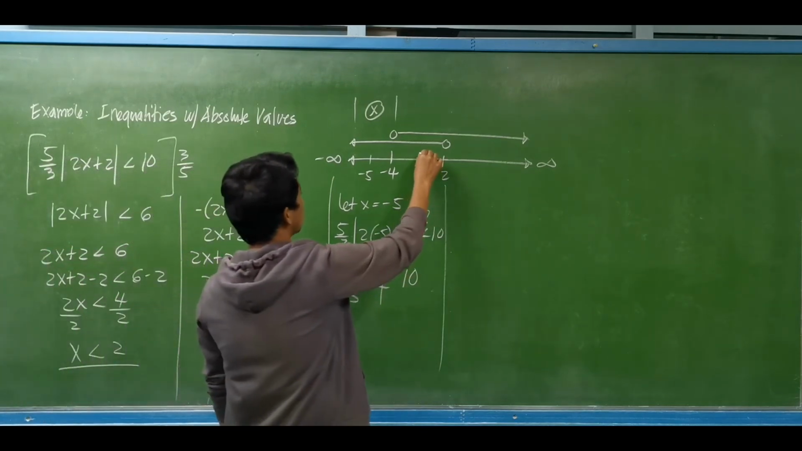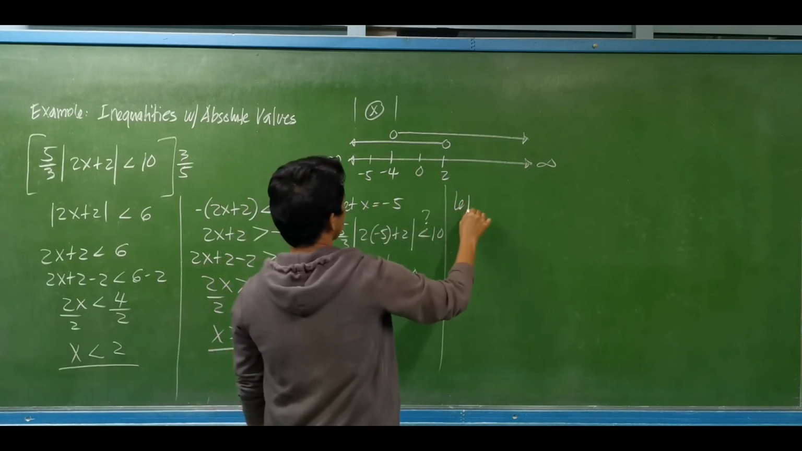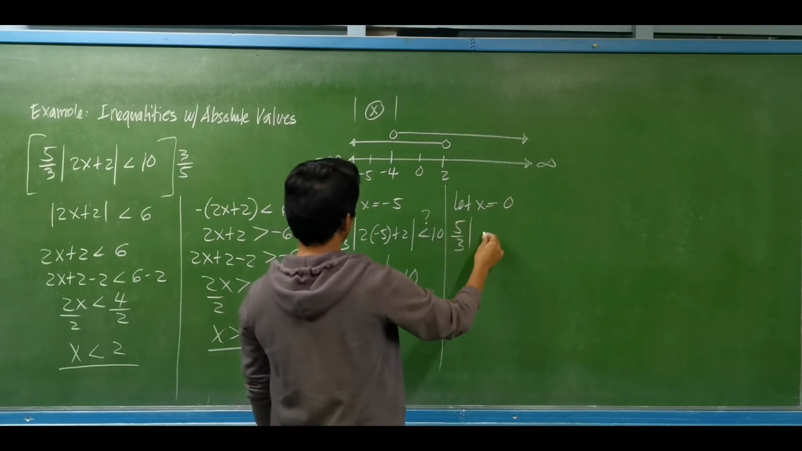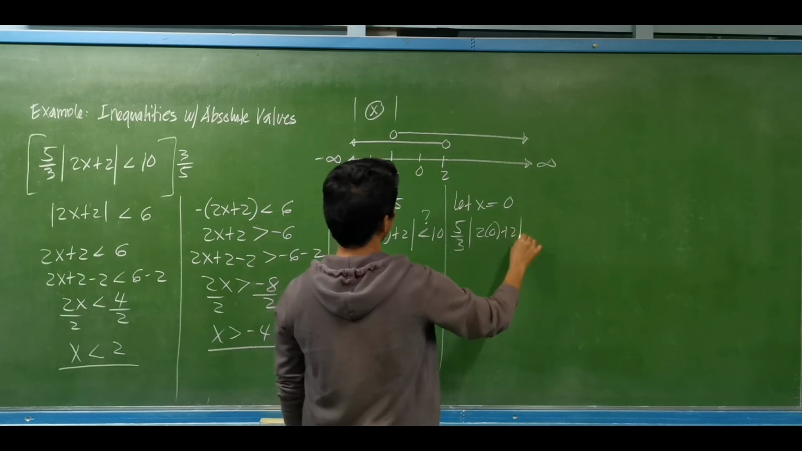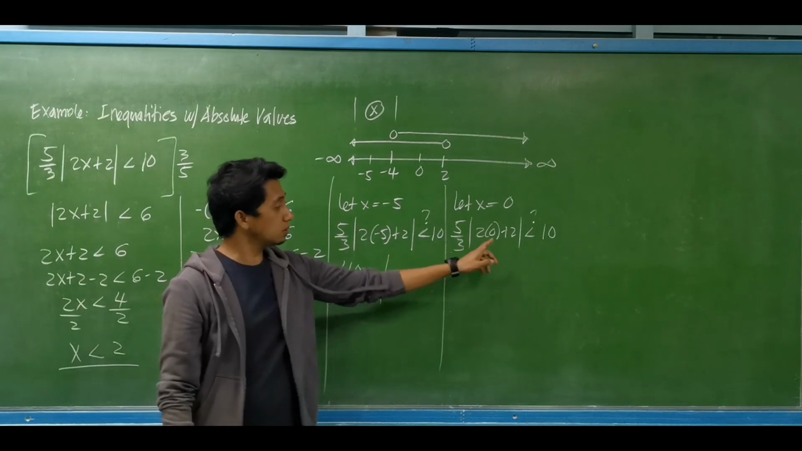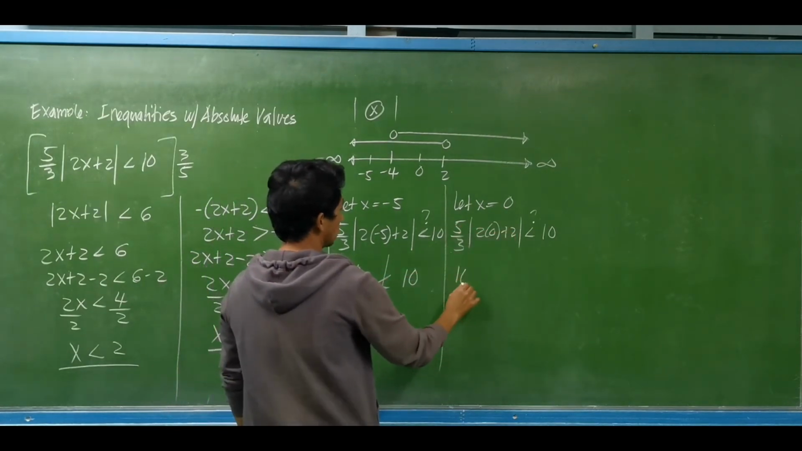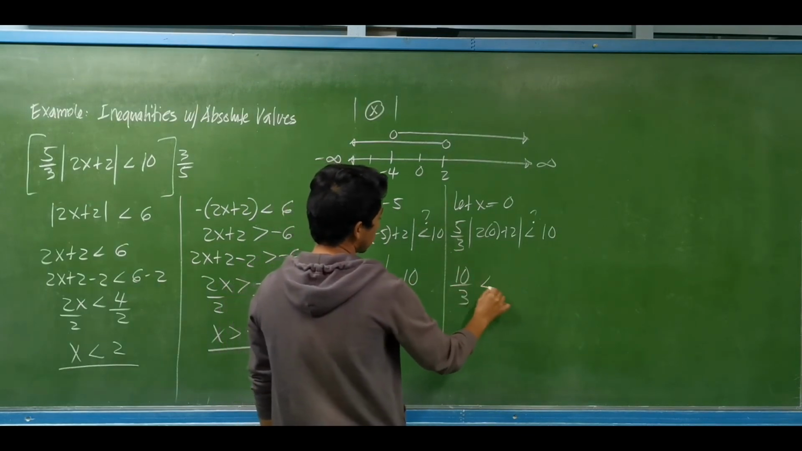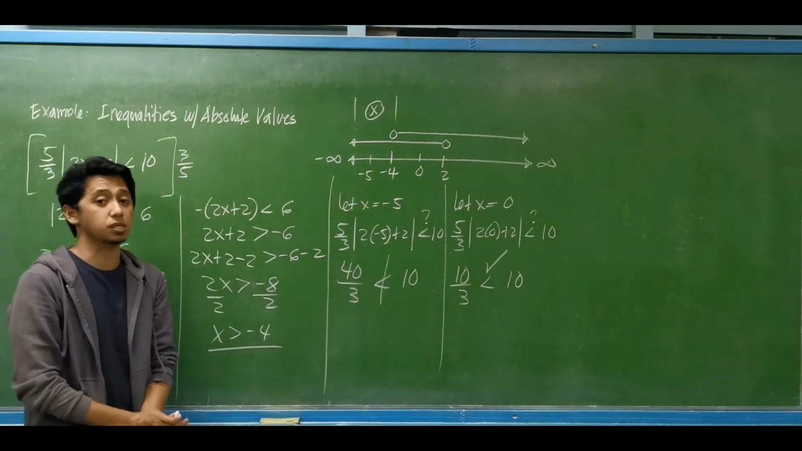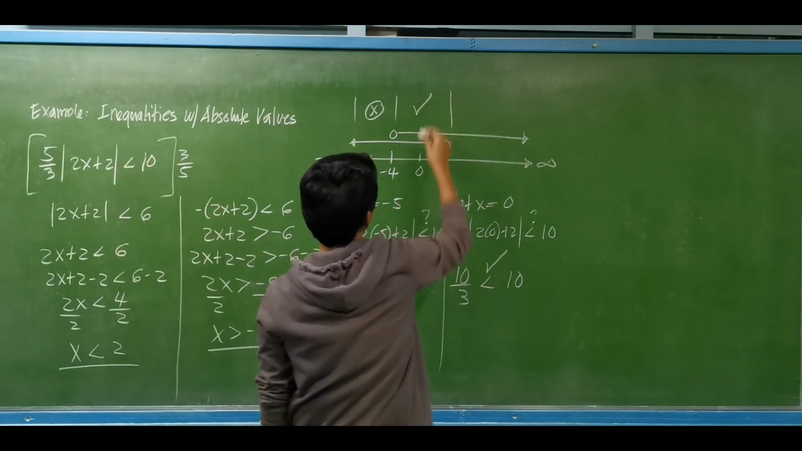Next interval, what about a value between negative 4 and positive 2? Let x equal 0. We have 5 over 3 times the absolute value of 2 times 0, plus 2. Is it less than 10? So 2 times 0 is 0, plus 2 is 2, absolute value of 2 is positive 2, times 5 is 10. This is 10 over 3. Is it less than 10? Obviously this is correct. 10 over 3 is less than 10. So this interval satisfies the inequality.